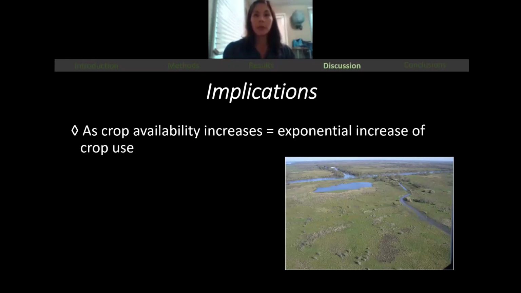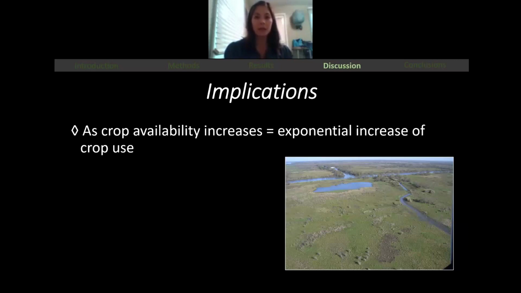Behavioral responses have important implications for the ability of consumers to exploit resources and to persist in or invade an ecosystem. And invasive wild pigs are increasing throughout the US and the world. And our study shows that these wild pigs have a strong behavioral response with increased availability of crops, predicting an exponential increase in use of those crops.